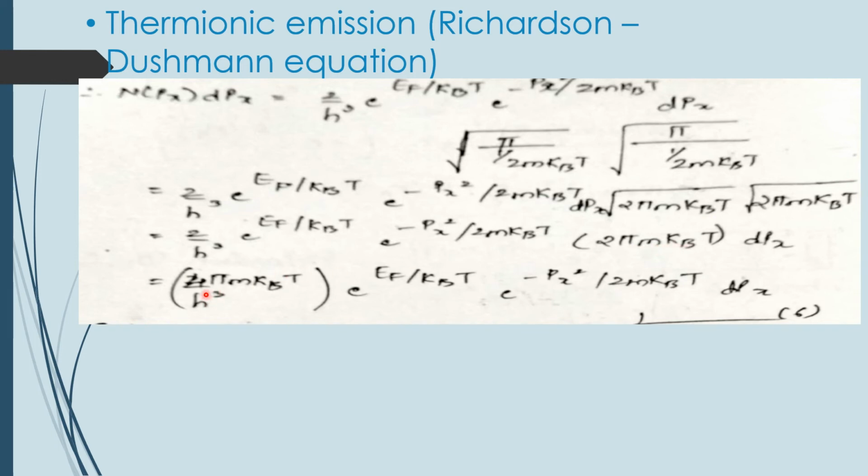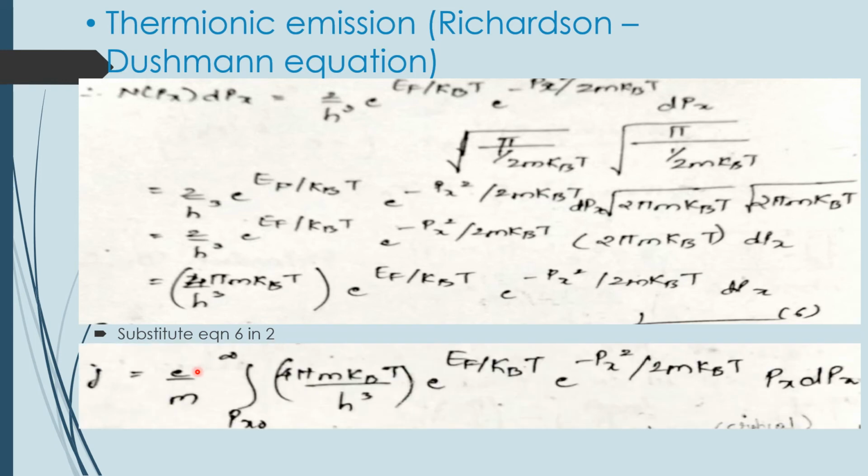So the final equation is 4 pi by h cube m kt into e raised to ef by kt into e raised to minus px square upon 2m kt dpx, equation 6. Substituting equation 6 in equation number 2, that is the equation of emission current density, J is equal to e by m integration of 4 pi m kt upon h cube e raised to ef by kt into e raised to minus px square upon 2m kt px into dpx with limits px0 to infinity.